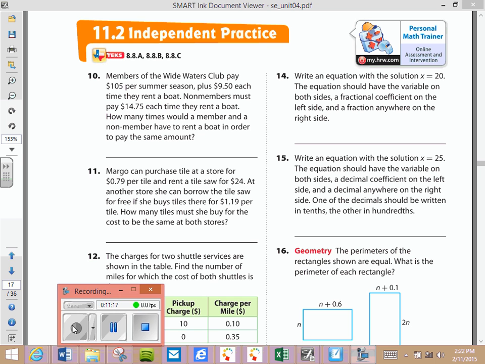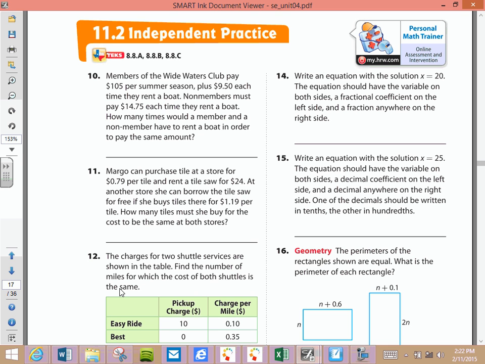Shh. Silence. That's enough. So on this one, we have to identify the two things going on, right? So we know that we have the members of Wide Waters Club. They pay $105 for the whole season, right? And then they pay an additional $9.50 each time that they rent a boat. So which one is the X? The M. The $9.50, right? So $9.50 plus the 105, sorry. You pay that just one time for the summer and you don't pay it again, right?